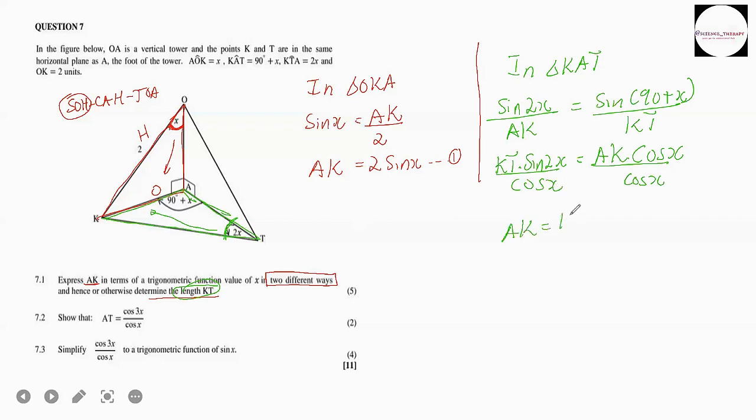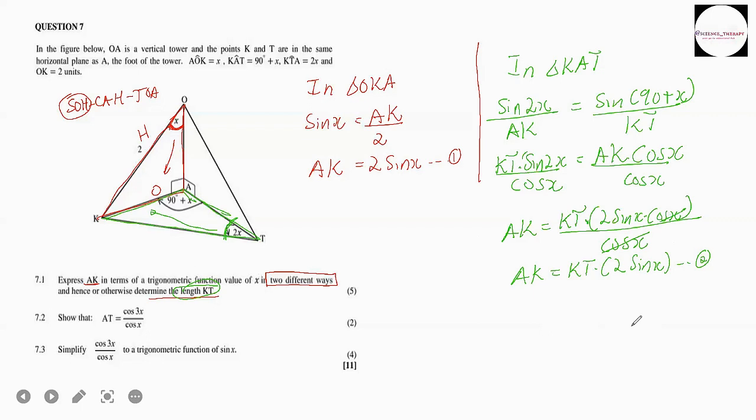Now AK is equal to KT, but remember, this is a double angle, so it needs to be 2 sine x cos x over cos x. Now this and this can cancel out. So our AK is equal to KT times 2 sine x. Let's say this is equation number 2. Now we have expressed AK in terms of the trigonometric function of value x in two different ways. It can be expressed in this way, and it can also be expressed in this way.